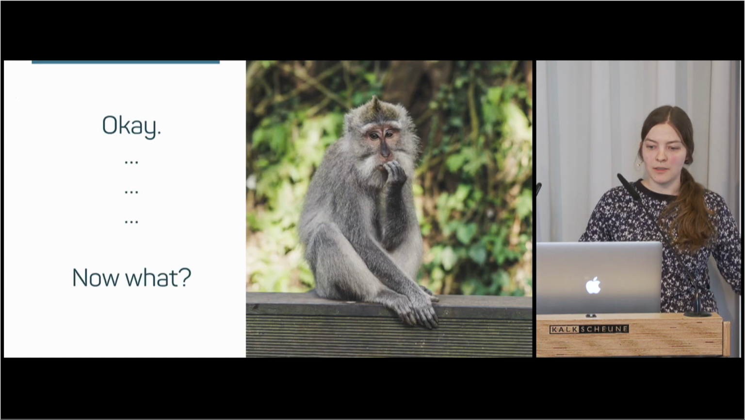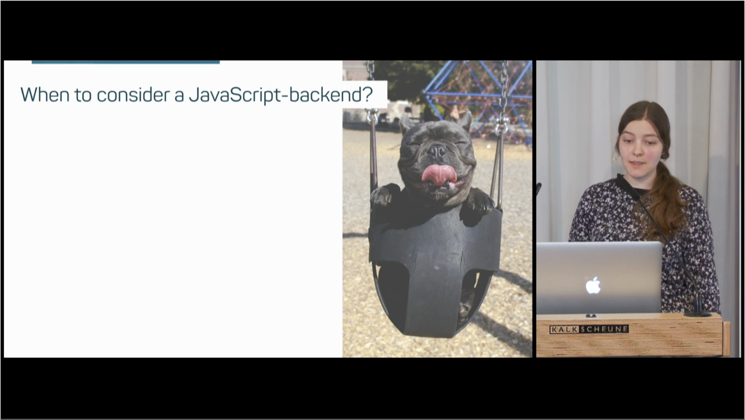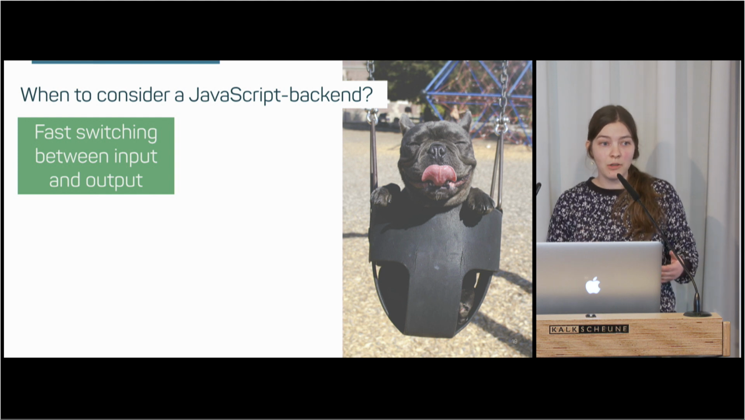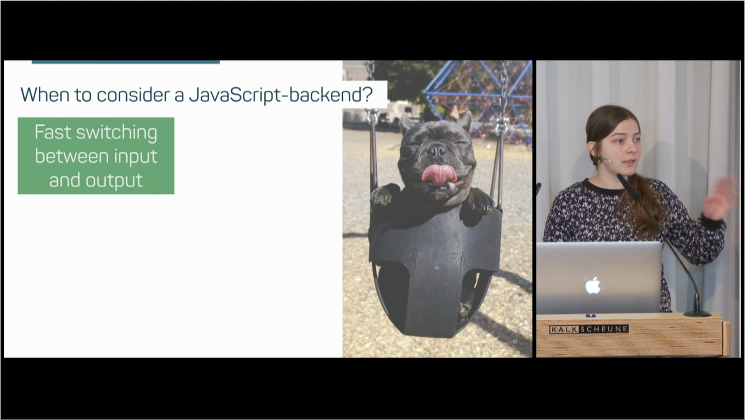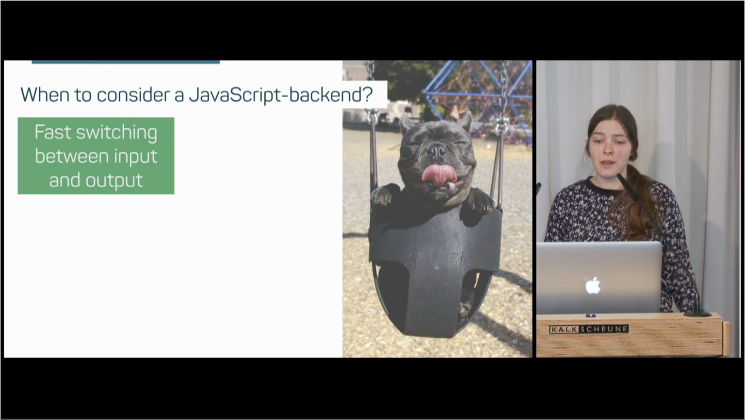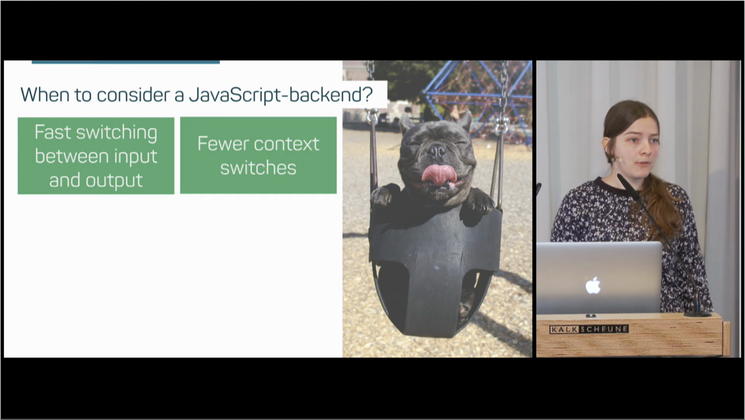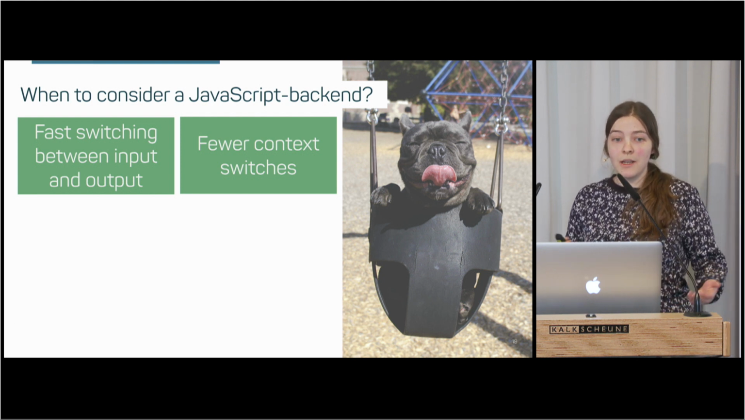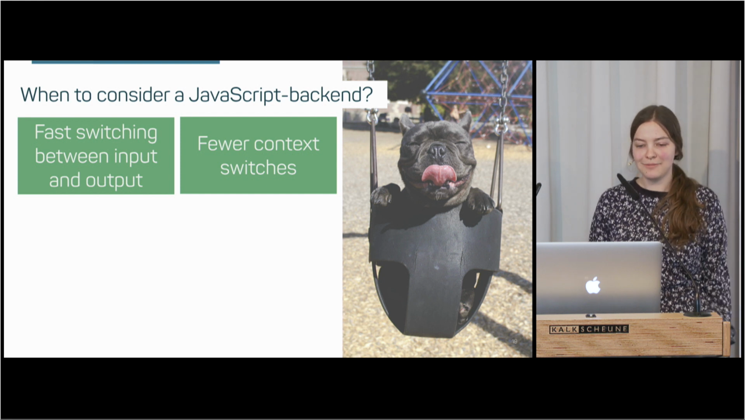Okay, now what? When should I consider a JavaScript backend? If you're doing fast input switches, fast switching between input and output, so if you're going to say with an API gateway, hey, I want to send this message to this service, this message to this service, this message to this service. Why? Because we have fewer context switches. We have just one thread, so no context switches between threads. It's also asynchronous, so our thread is never idle. Or it shouldn't be at least idle.